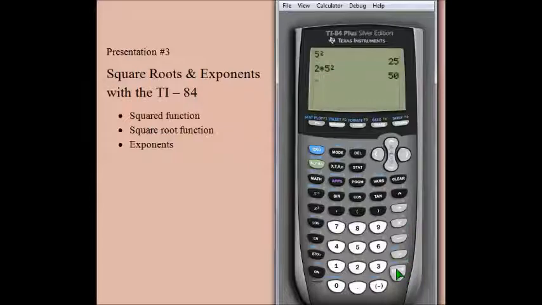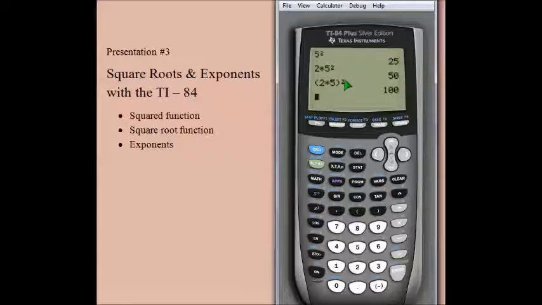If you wish to square the product of 2 and 5, you must use parentheses. 2 times 5, close the parentheses, and then hit square. Hit enter. All right? 2 times 5 is 10. Do the parentheses inside the parentheses first, then square it.